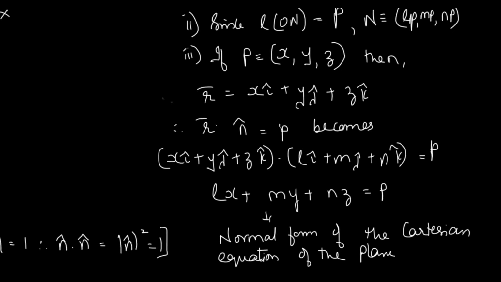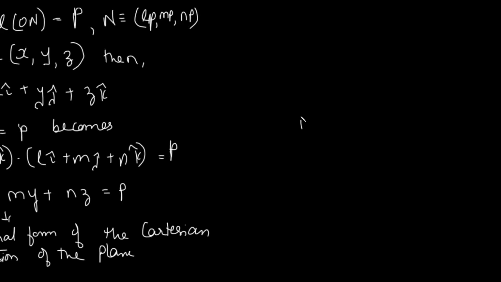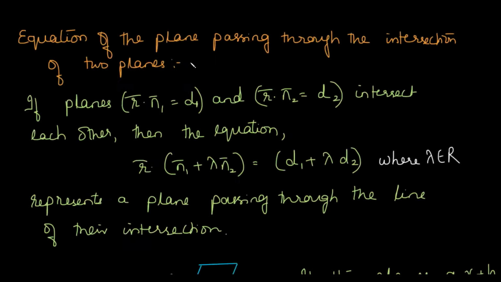So thus we learnt over here the normal form of the vector equation of the plane. That is, we learned two equations. The first one is R dot n cap is equal to P, where n cap is a unit vector along the normal to the plane, and P is the length of the normal to the plane when the normal is from the origin to the plane. Remember that. And secondly, the same equation in Cartesian form is Lx plus My plus Nz is equal to P.